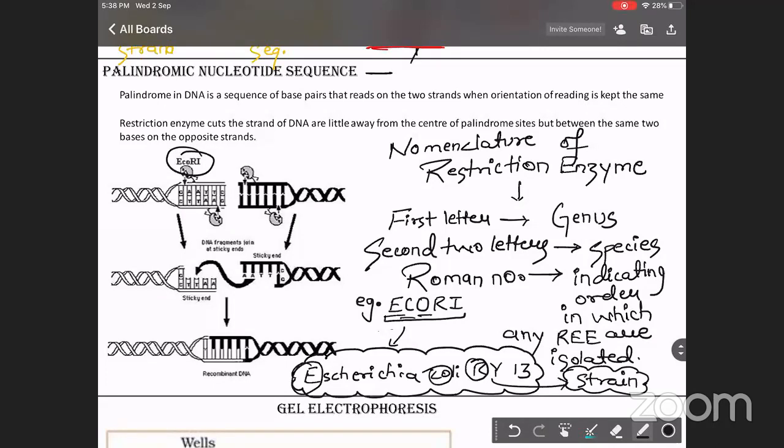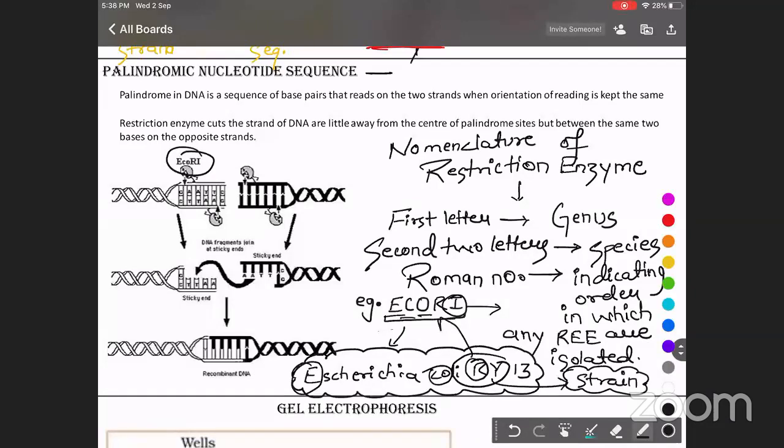In the same way, Escherichia coli also has different strains. So RY is the name of that strain. From the strain we are getting one letter, R, and the numeral belongs to the order in which the restriction enzymes are isolated. So EcoRI means we got this particular restriction enzyme first from Escherichia coli. This is the way of doing the nomenclature of any particular restriction enzyme which we are getting from any particular organism.